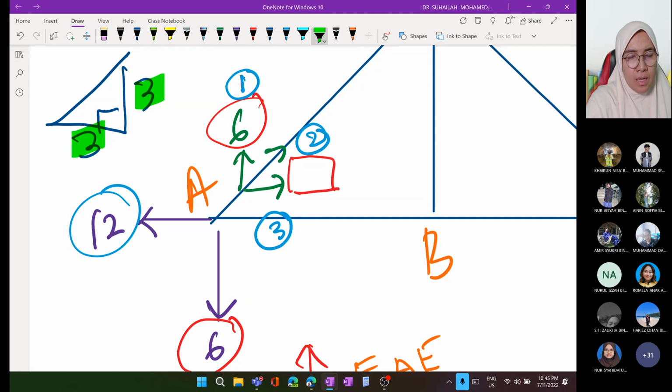Okay, now we want to calculate value at 2 based on 6. So what is the value? Using trigonometry. If 3 is equivalent to 6, 3 lagi equivalent to? Apa nilai dekat nombor 2 tu?